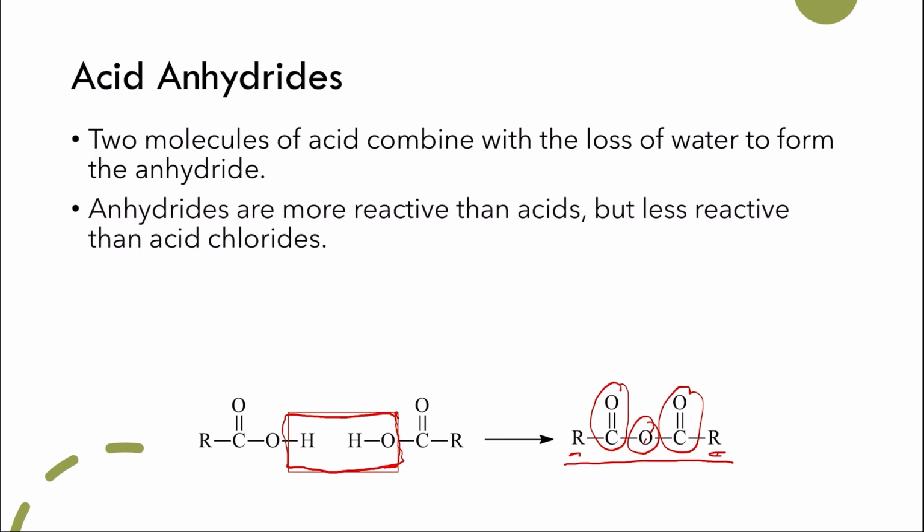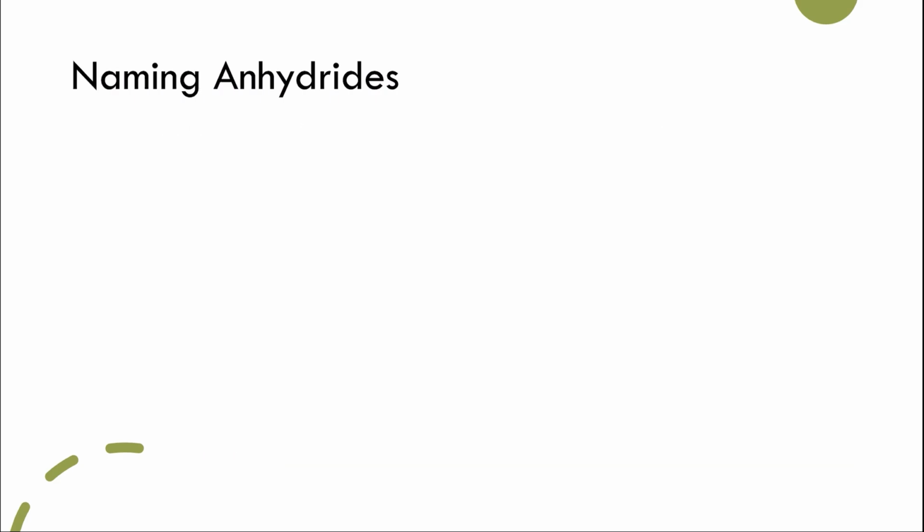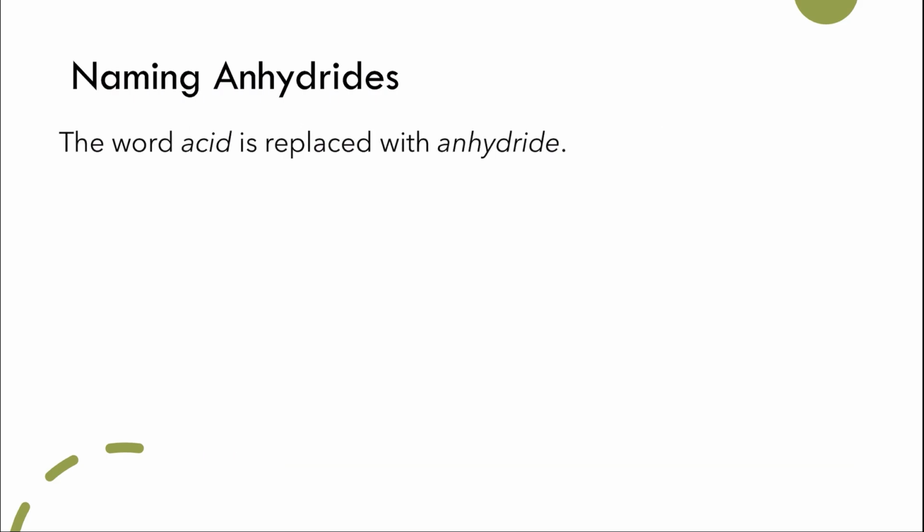Anhydrides, again, as I said, are another type of acid derivative like acid chloride, and they are more reactive than the acids themselves, but less reactive than the acid chloride or the acyl chloride. To name an anhydride, you simply replace the word acid from the acid name with anhydride. So if we have something like that, this is an acid anhydride made from two molecules of ethanoic acid. To name this one, we replace the acid from ethanoic acid with anhydride. So this is called ethanoic anhydride.